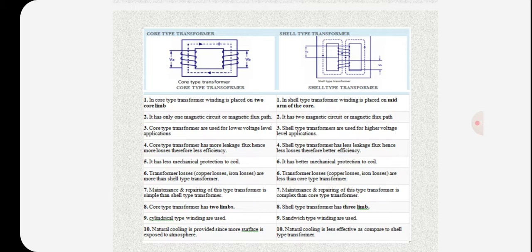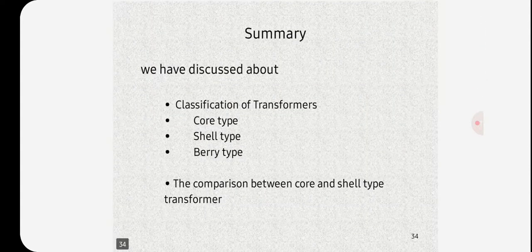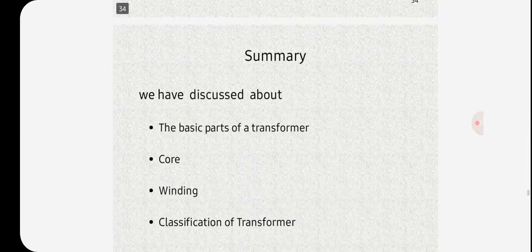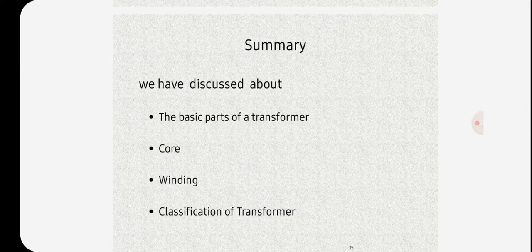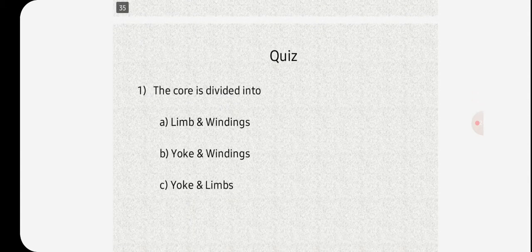So today we discussed the topics: classification of transformers, core type, shell type and berry type. And also we discussed the core and the windings. So here we have a few quiz questions.